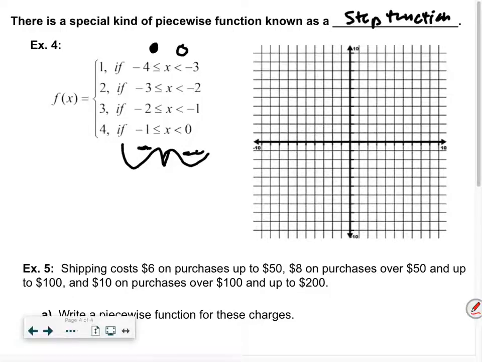Alright, so all it says is if your x is between -4 and -3, we're at 1. Your f of x is a fancy term for y. So those are your horizontal lines. Find -4 and go up 1, draw a closed dot. At -3, 1, you'll have an open dot.